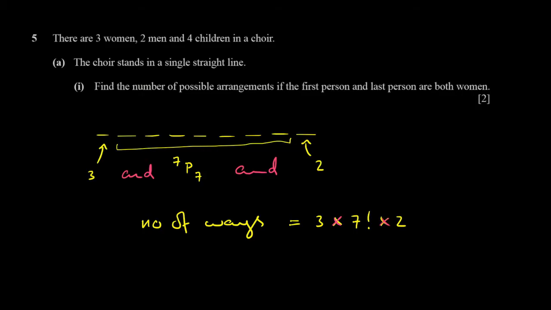All right, so let me just crack that into the calculator. So I will do 7 factorial times 6, which is 30240.